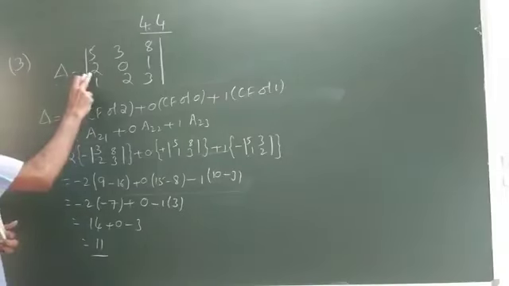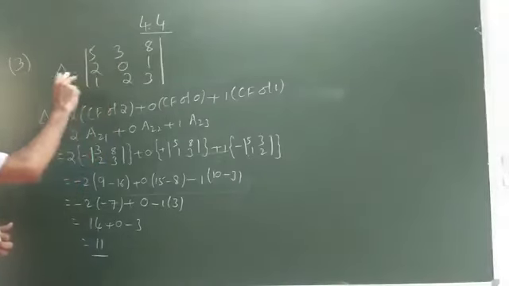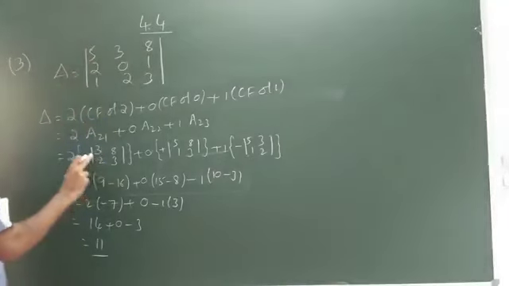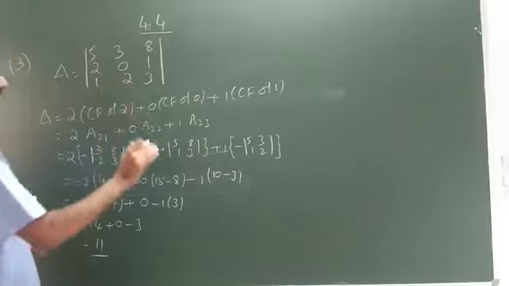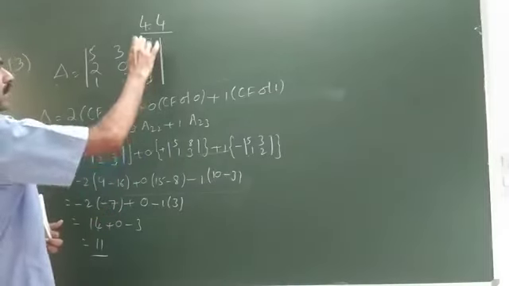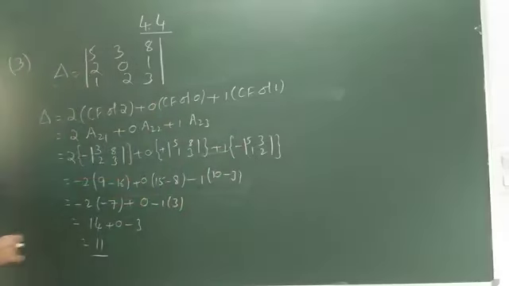I think you have understood. 2 into cofactor of 2. It is got by deleting the first column and first row. 3823, value is 9 minus 16. You will be getting minus 7. Plus 0 into anything is 0. Then again 1 into cofactor of 1, 5, 3, 1, 2. 10 minus 3, it is equal to 7.